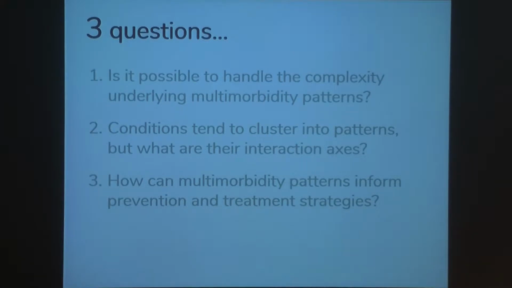came to my mind. First, is it possible to handle the complexity underlying multimorbidity patterns? Second, conditions tend to cluster into patterns, but what are their interaction axes? And third, how can multimorbidity patterns inform prevention and treatment strategies? So let's start with the first question. Is it possible to handle the complexity underlying multimorbidity patterns?